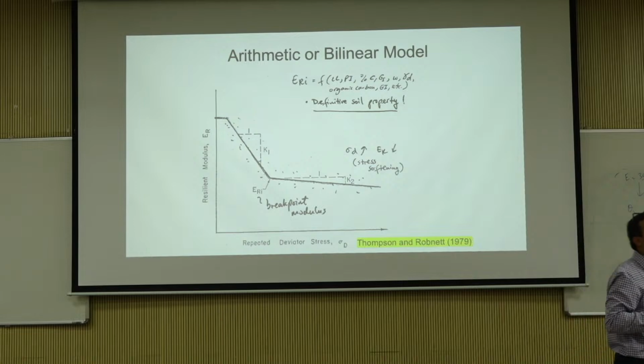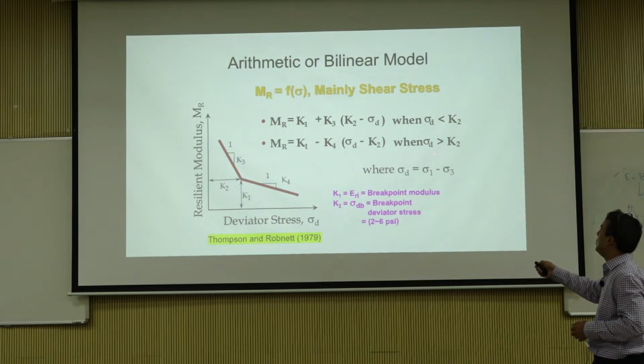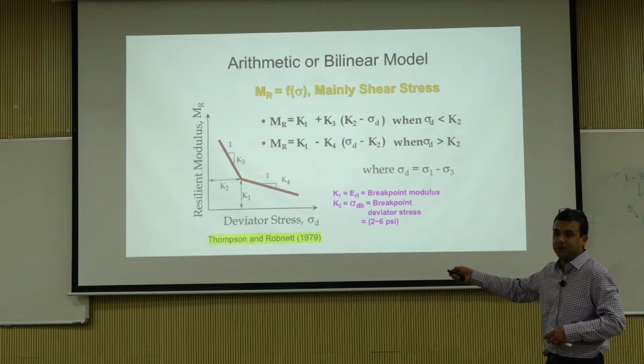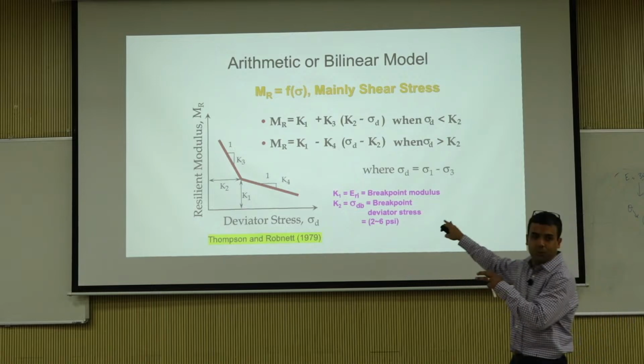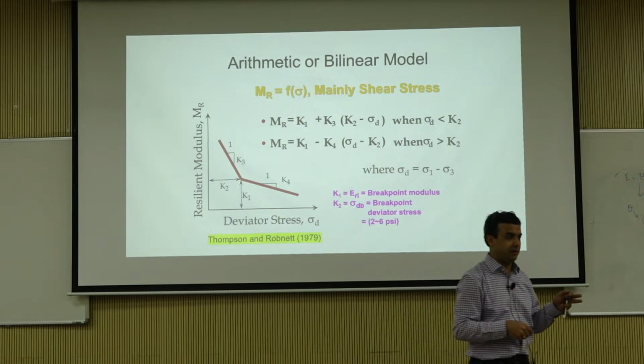Okay, so there are bilinear models. We'll take a look at models. So this is how the model looks: K1 plus K3, K2 minus sigma D when sigma 3 is less than K2, K1 minus K4 sigma D minus K2 when sigma D is greater than K2. This is just defining the two equations. No rocket science in it. And when we play with IIT, we will look at this in detail and you will know exactly what's going on. Okay.